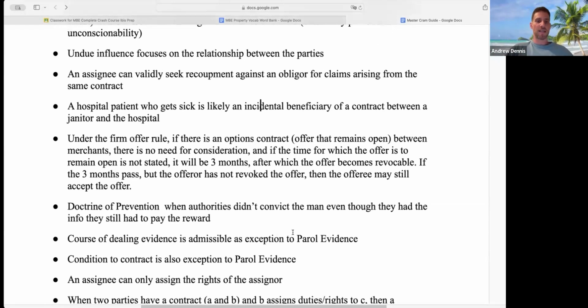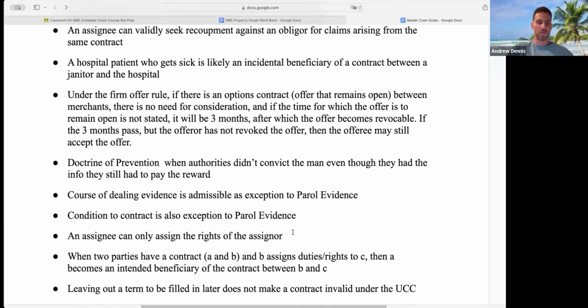An assignee can validly seek recoupment against an obligor for claims arising from the same contract. A hospital patient who gets sick is likely an incidental beneficiary of a contract between a janitor and the hospital.